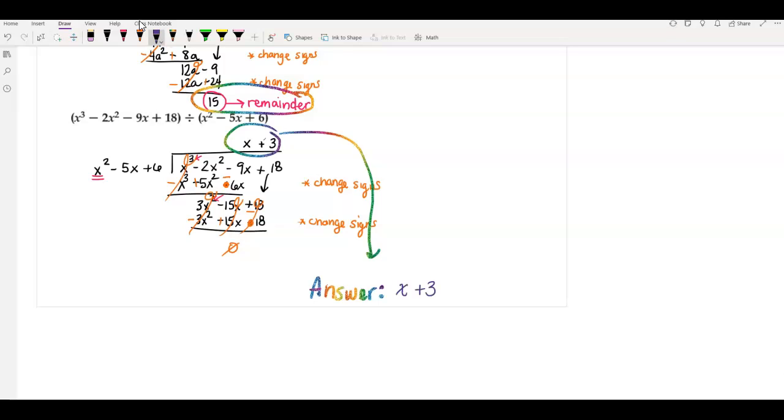All right, so that's polynomial long division. It takes lots and lots of practice. If you have questions, make sure you're asking, reach out. Email works the best.